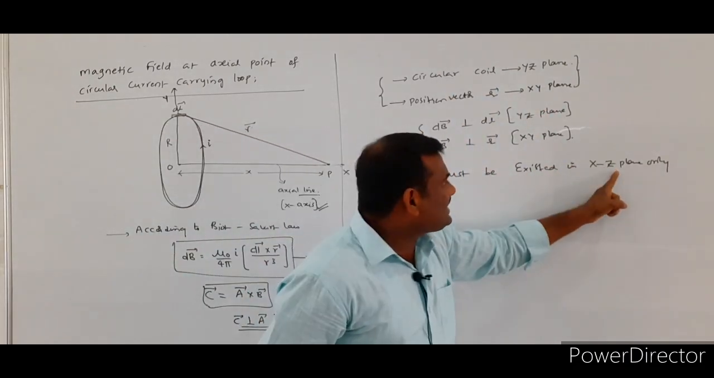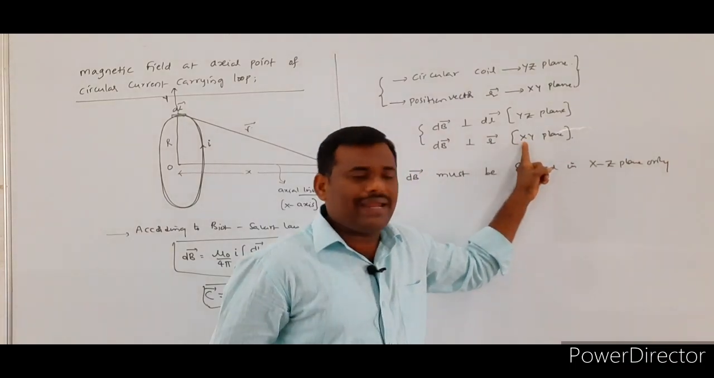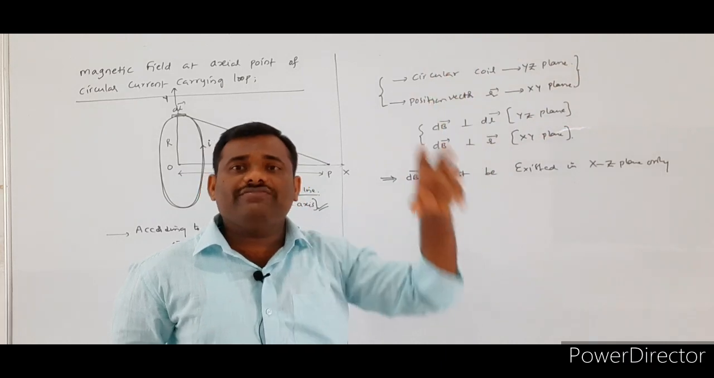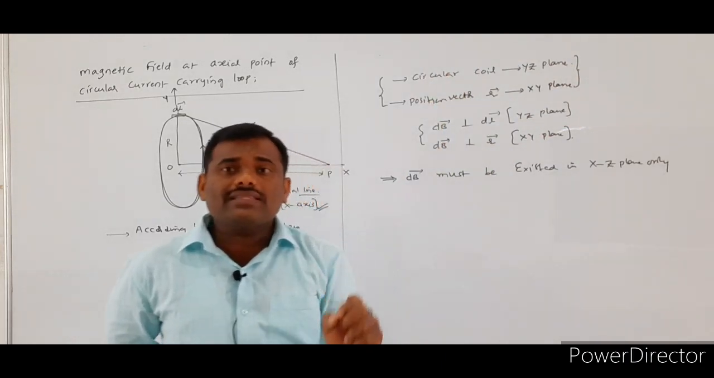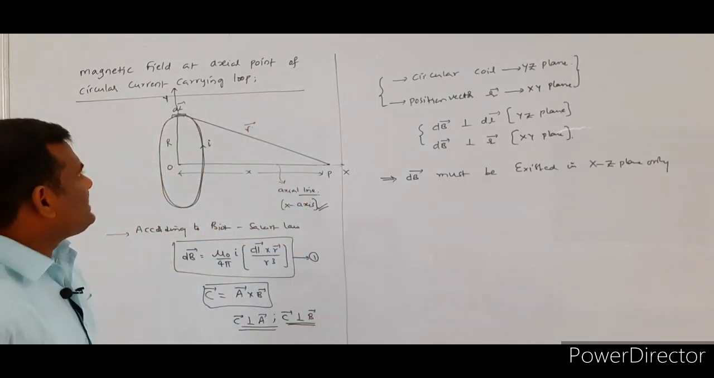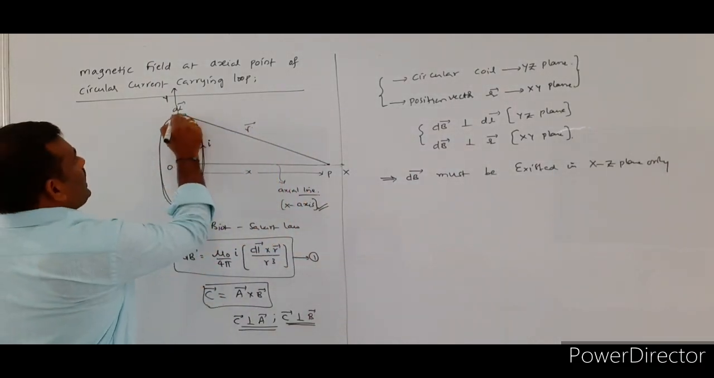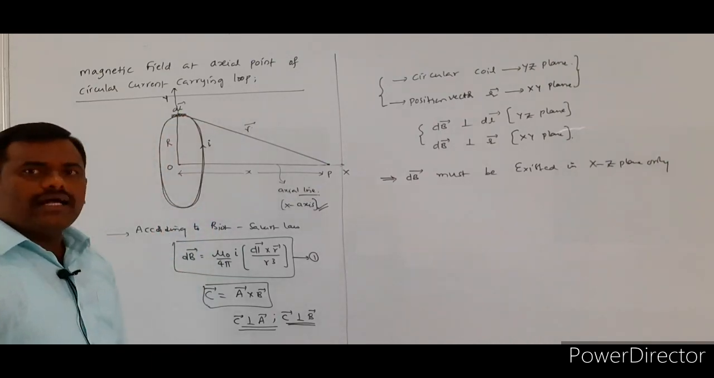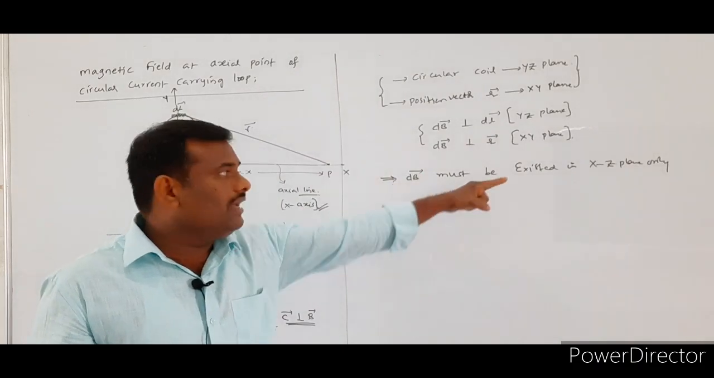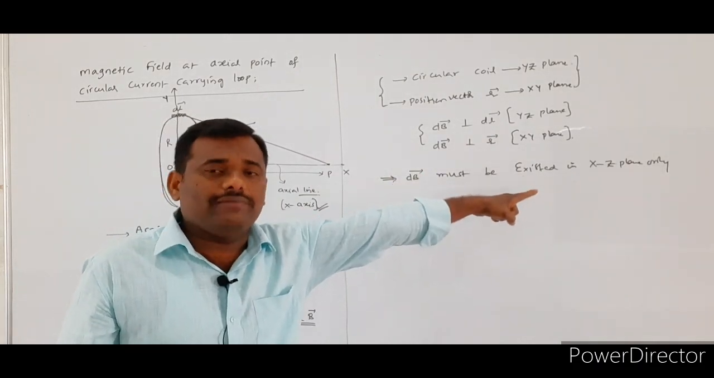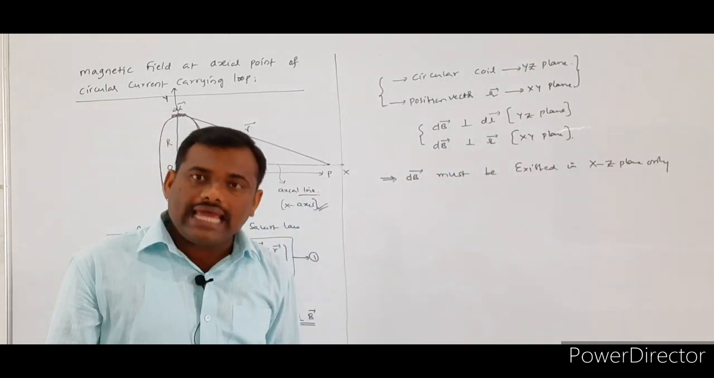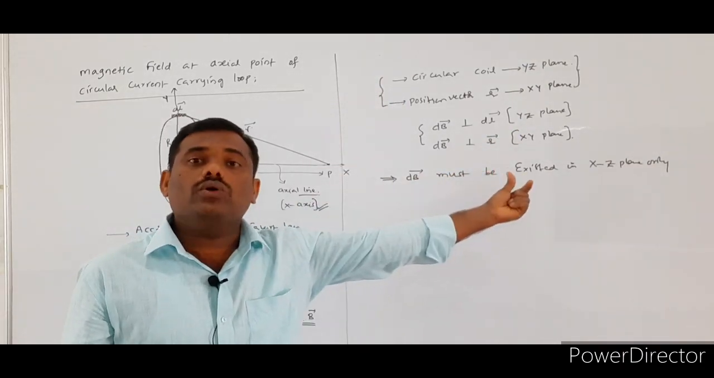If you see here, XZ plane is perpendicular to XY plane, XZ plane is also perpendicular to what? YZ plane. So therefore, whatever the magnetic field intensity produced by the small element dl at the point P will be existed in which plane? XZ plane only. This point we have to understand.